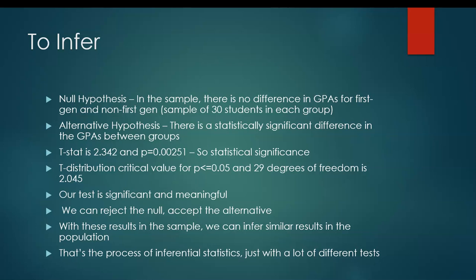This is a process of generalization. We have done a really good job of selecting a sample. We have set up hypotheses. We have run a test. We have determined statistical significance and meaningfulness. And now we've rejected the null, and now we're able to infer those results and generalize them back to the population. That's the process of inferential statistics.